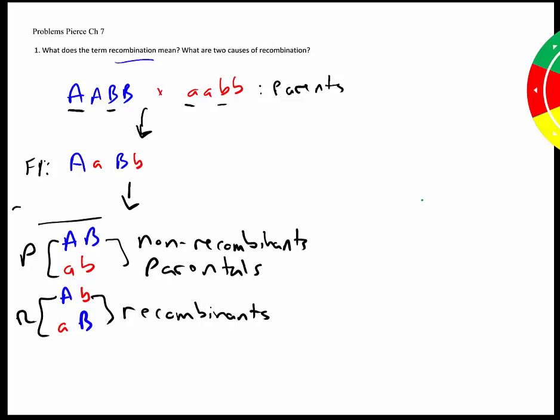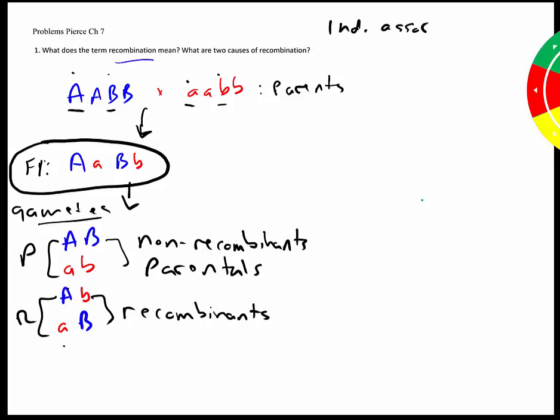And we're looking at the gametes, and the gametes are the product of meiosis. So we're really interested in what's going on in this F1. How are the genes being redistributed? Big A started out with big B, little a started out with little b, now we're shuffling them, and now big A is going with little b, and little a is going with big B. Now there's two ways that we can get recombination. We can get it through independent assortment, or through crossing over. Independent assortment, we've talked about quite a bit, and crossing over.